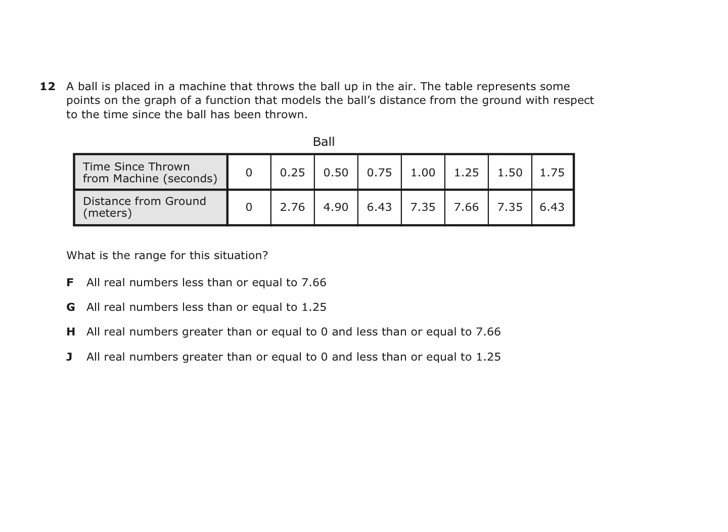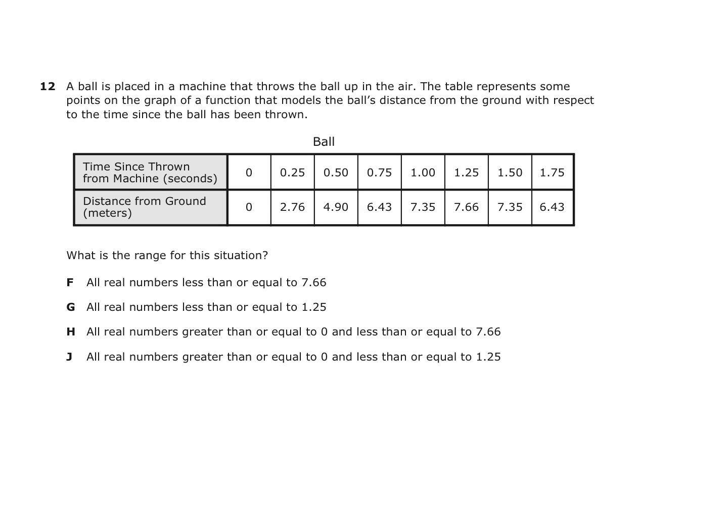For problem number 12, you have a table of some values, and it says that a ball is placed in a machine that throws the ball up in the air. The table represents some points in the graph of the function that models the ball's distance from the ground with respect to time since the ball has been thrown. What is the range for this situation? What is the range of values?